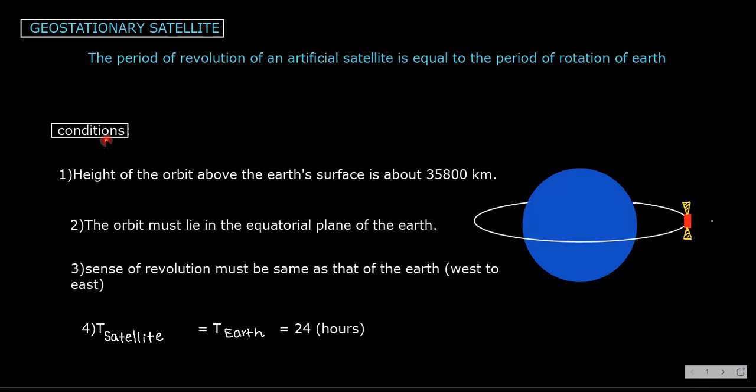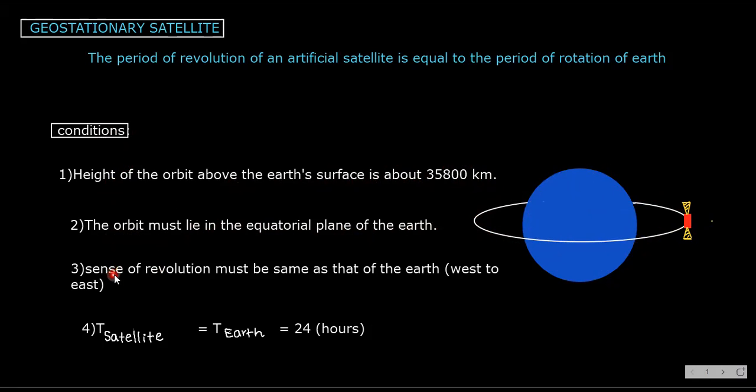And what are the conditions for this geostationary satellite? First one, the height of the orbit above the Earth's surface is about 35,800 kilometer. This is about height. Next, the orbit must lie in the equatorial plane of the Earth. So you can see here, this is Earth, and what I have drawn is the equatorial plane of the Earth.